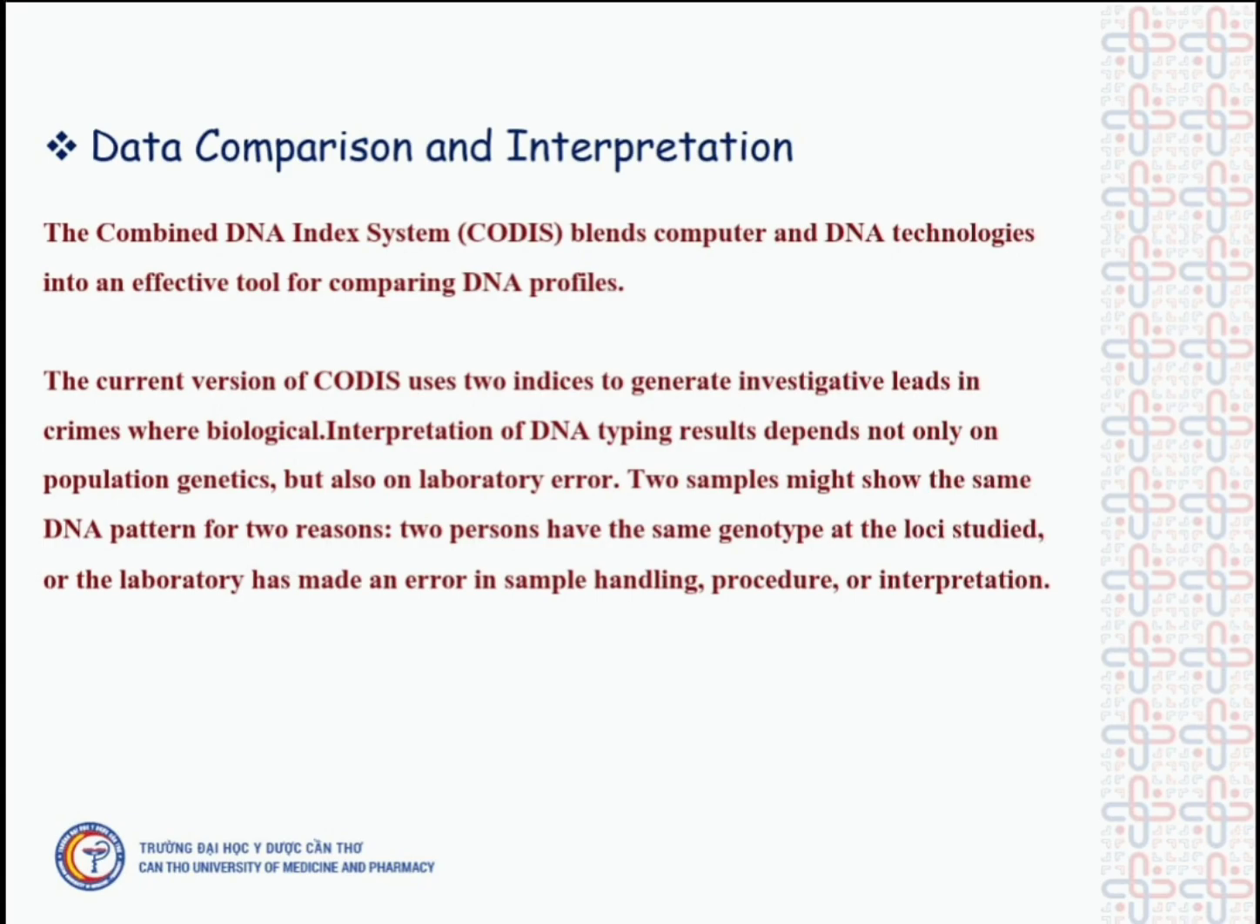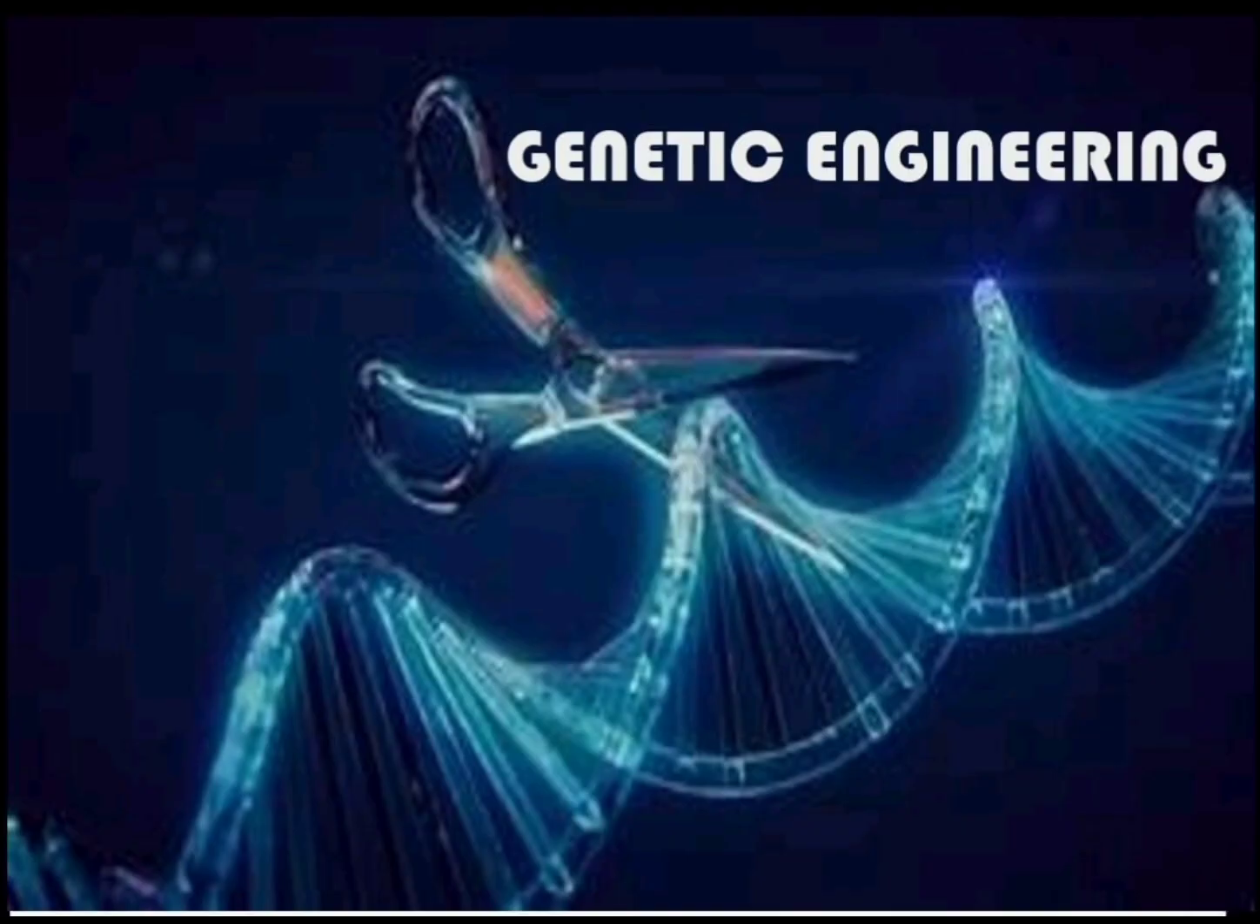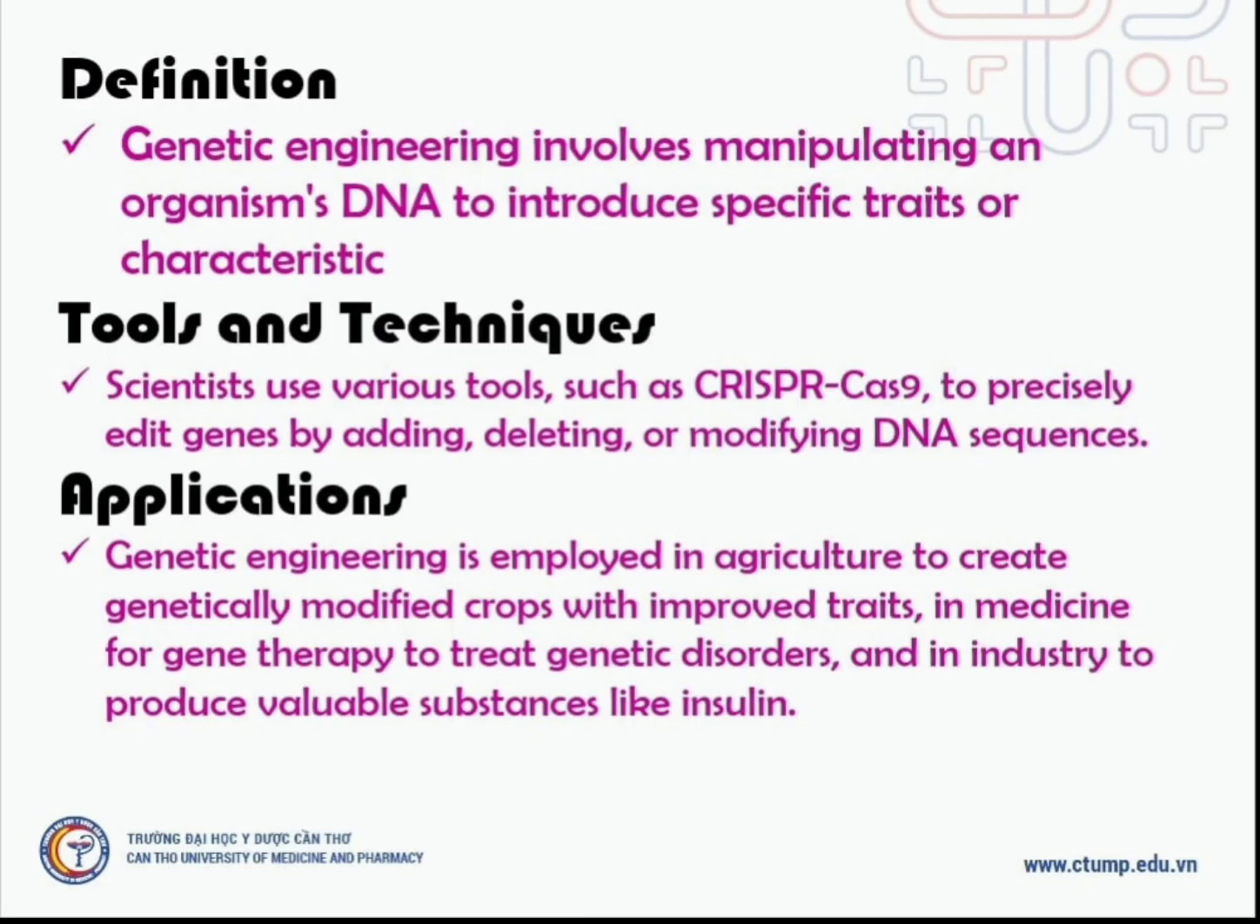Genetic engineering and its definition. Genetic engineering involves manipulating an organism's DNA to introduce specific traits or characteristics. Tools and techniques. Scientists use various tools such as CRISPR-Cas9 to precisely edit genes by adding, deleting or modifying DNA sequences. Application. Genetic engineering is employed in agriculture to create genetically modified crops with improved traits, in medicine for gene therapy to treat genetic disorders, and in industry to produce valuable substances like insulin.